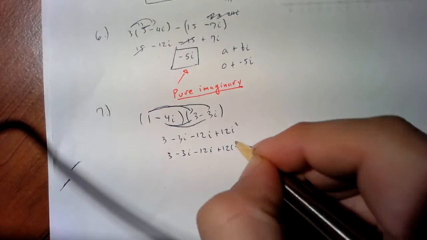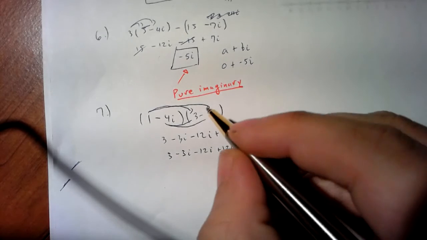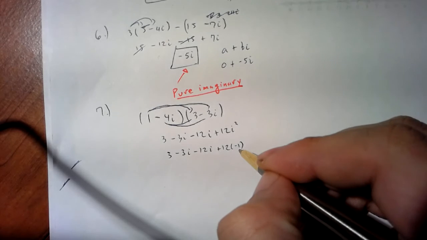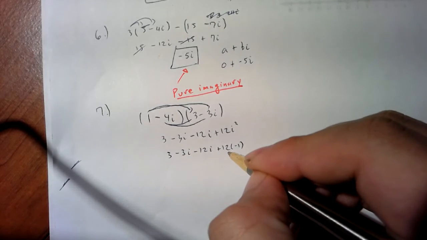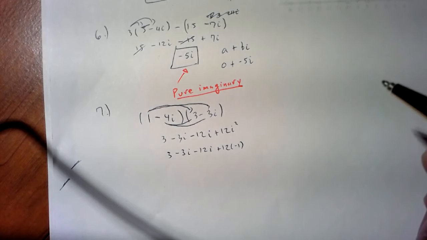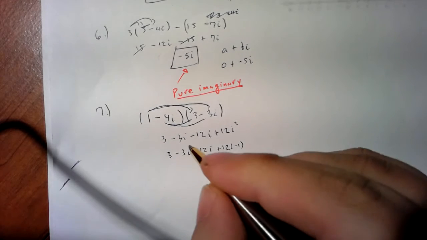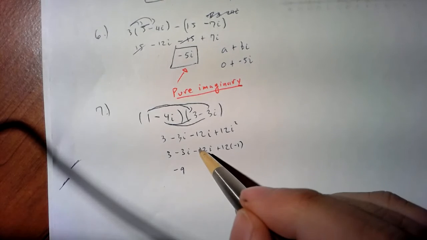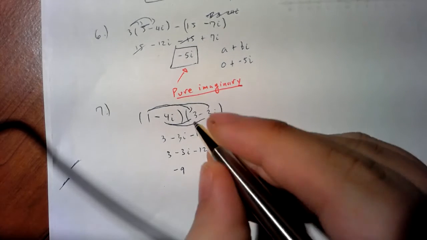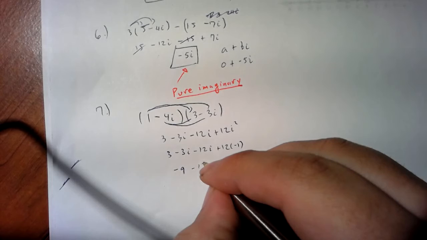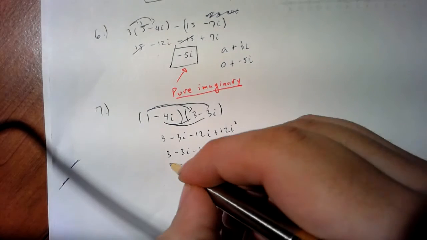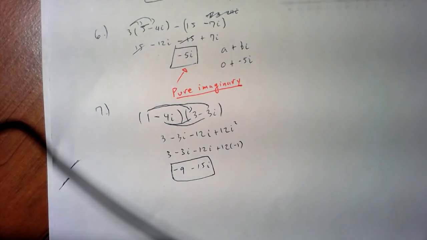Okay, so now we can simplify. We have 3 plus, and this is 12 times negative 1, so this is really negative 12. And we're adding it to 3, so that's going to give us negative 9. And then negative 3i minus 12i. We combine those and we get minus 15i. And then at that point you'd be done. That's 7.